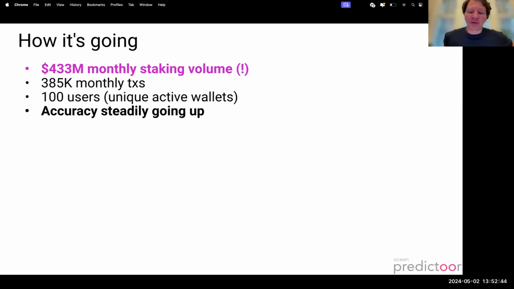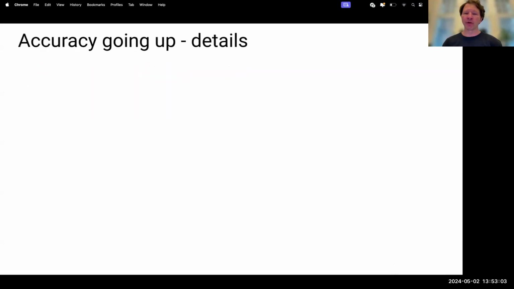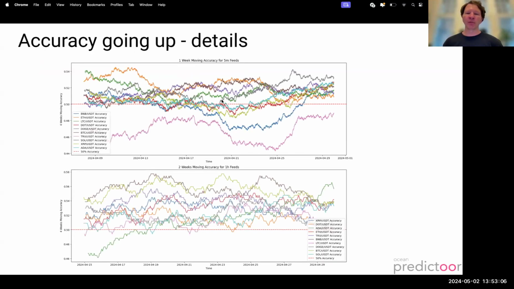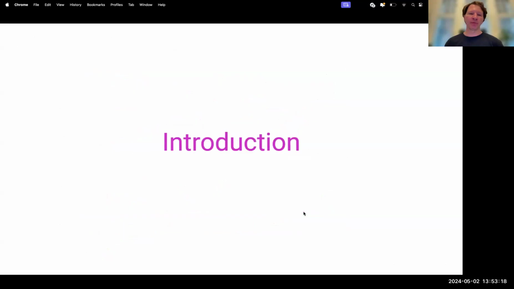This is the bots, every 5 minutes, up, down, et cetera, right? There's about 100 users worth of bots running. And there are 385,000 monthly transactions, almost 500,000 monthly transactions. And what's critical is the game is going well enough that the accuracy is steadily going up. So there's an arms race among people running predictions to do better and better. And here's a plot showing that. Going from left to right, these accuracies are trending upwards for the 5-minute feeds on the top and for the 1 hour feeds on the bottom, from 50.5% to 51 to 52 to 53%.